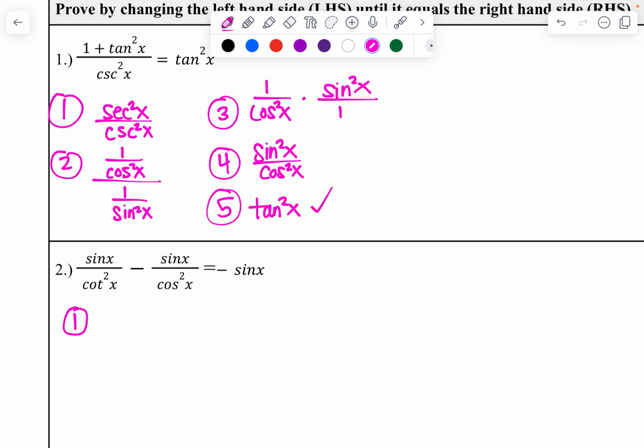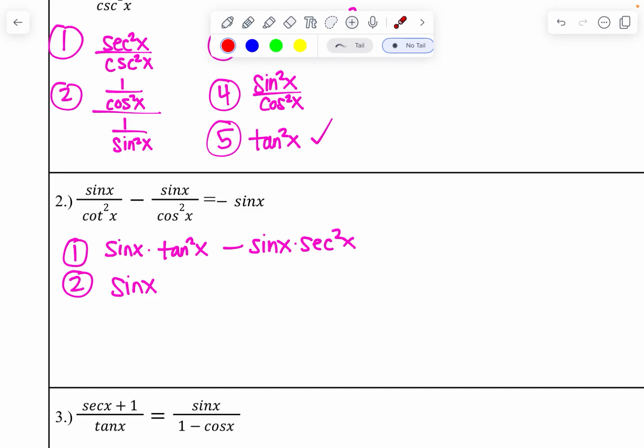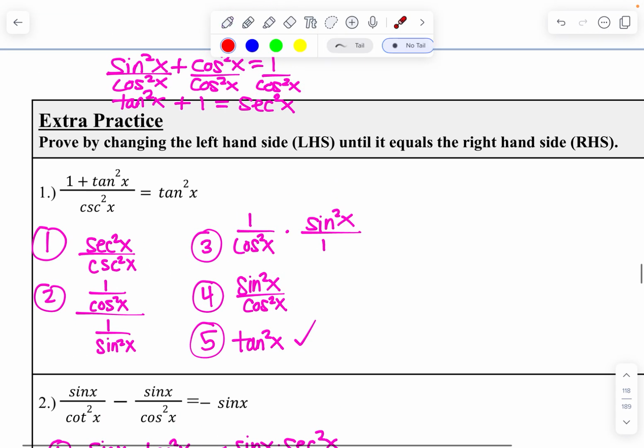we've got sine of x over the cotangent squared of x. Remember that 1 over the cotangent squared of x would be the same as tangent squared of x, so I can bring that up as tangent squared of x. And then we've got cosine squared in the denominator there, so if we bring that up, that would be the secant squared of x. And so now if I factor out the common factor, so both of these have a sine of x. If I factor that out, I'm left with tangent squared of x minus secant squared of x, which is a modification of that Pythagorean identity we found up here.